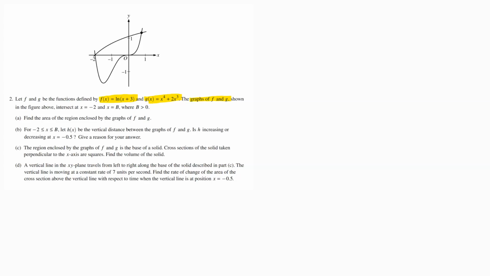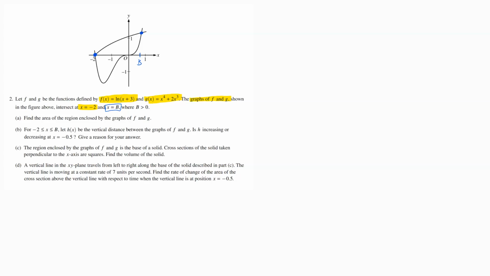Then we're being told that we've got one intersect happening on the left side at x equals -2. So they're telling us that intersects right there. And then they're calling the other intersect over here. They're saying that that's happening at some point B. Then let's look at what part A wants.